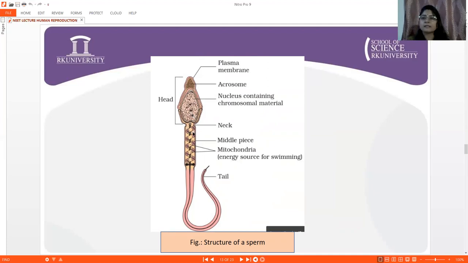Next to this head lies the neck. And this neck is followed by the middle piece. This middle piece contains the mitochondria. It is the energy source for swimming. And this is followed by the tail. So this is all about the structure of the sperm.